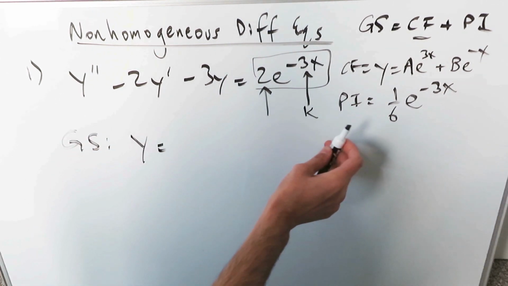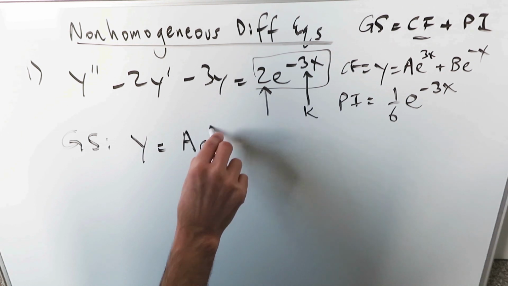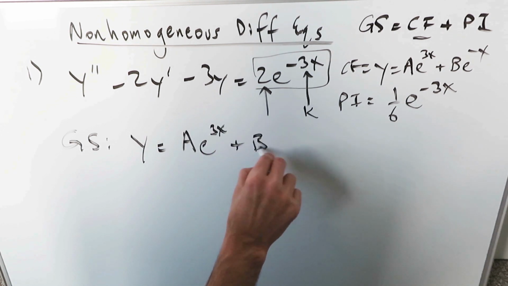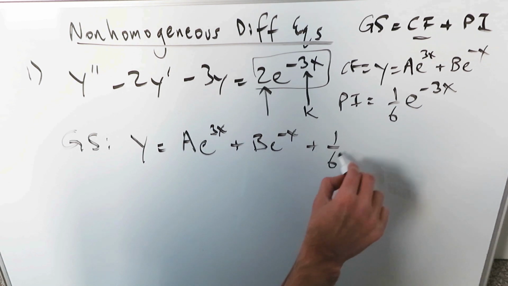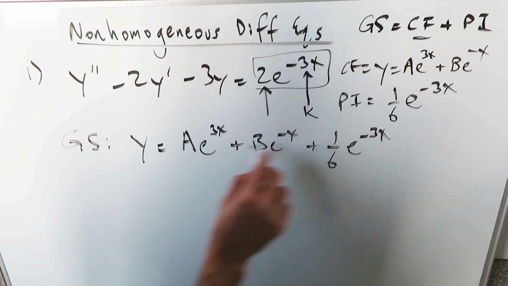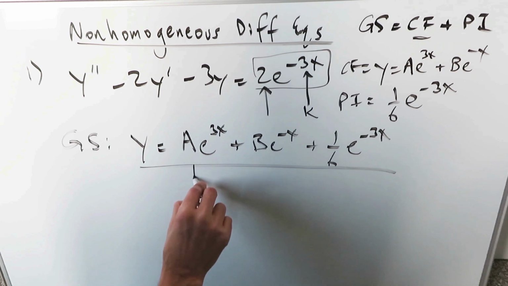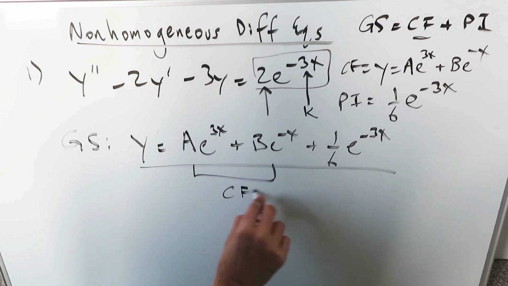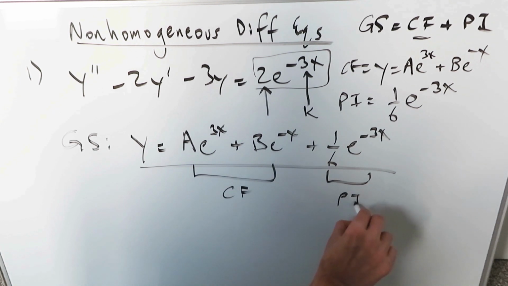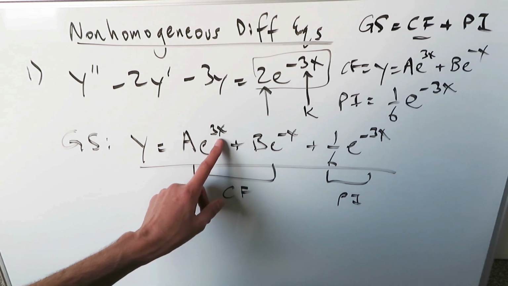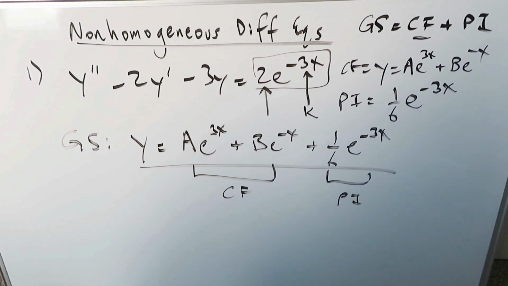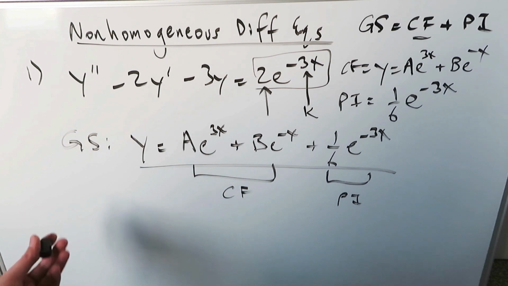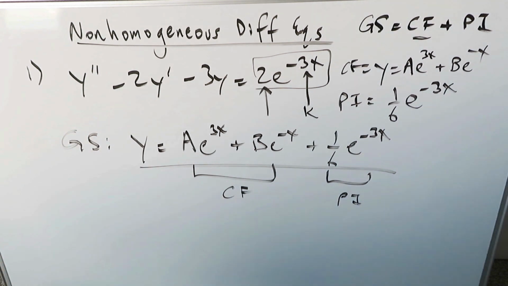Our general solution is what? Y is equal to your complementary function a e to the power of 3x plus b e to the power of minus x plus your particular integral 1 over 6 e to the power of minus 3x, and we are done, and it should be good. This right here is my complementary function. This right here is my particular integral, 1 over 6 e to the power of minus 3x, and we're good. Let's go to the next question.